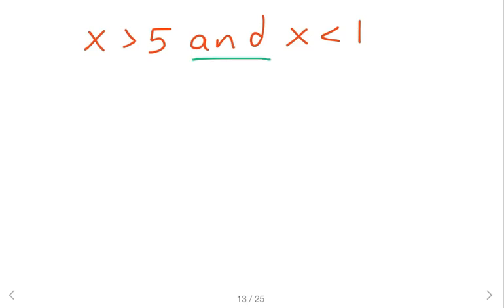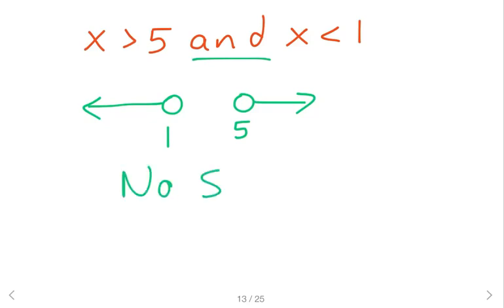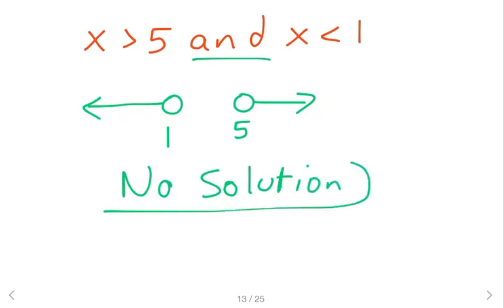Let's consider this one. Let's suppose that x must be greater than 5 and x must be less than 1. So it's an and, so both have to happen at the same time. If we think about that on a graph, it would be everything to the left of 1 and at the same time to the right of 5. That can't happen, so we would say no solution. So just keep in mind that for an and, you can have no solution as well.